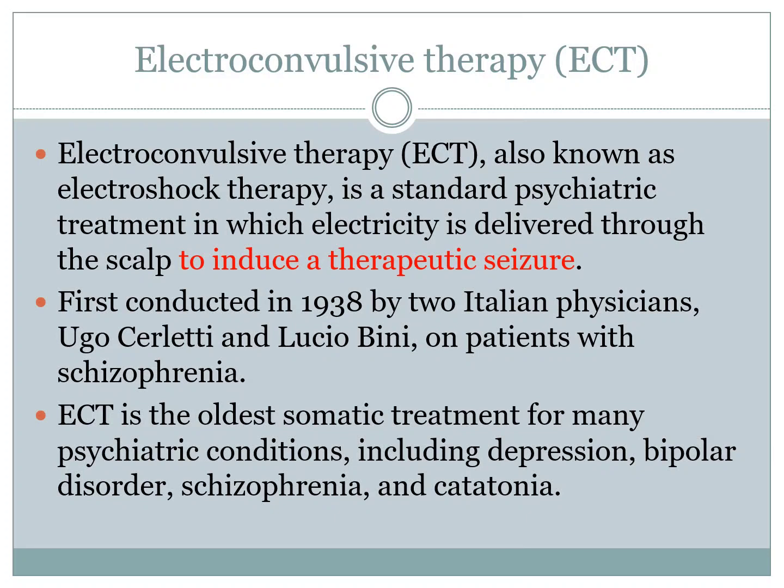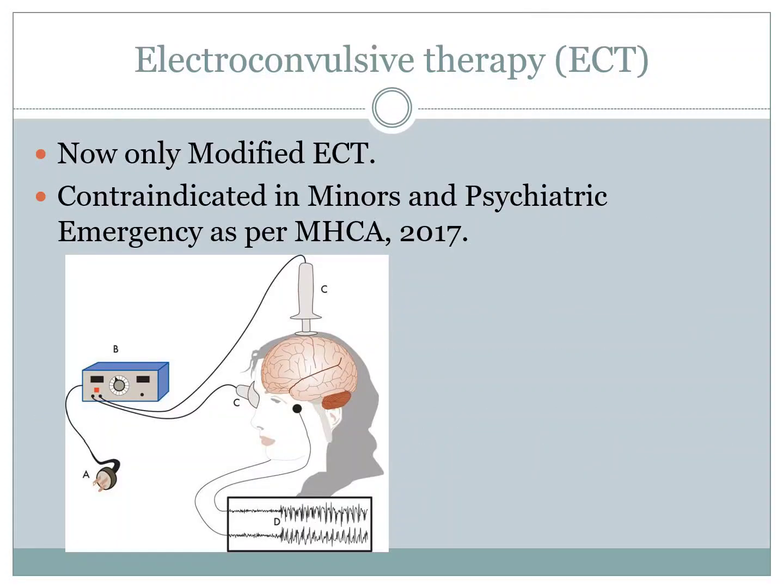In electroconvulsive therapy, a small amount of electricity is passed through the brain, which induces a therapeutic seizure. It has been seen that for depression, bipolar disorder, schizophrenia, and catatonia, this therapy is beneficial for the patient. Nowadays, only modified ECT can be given to the patient. Modified means the ECT must be given under anesthesia, as provided in the Mental Health Care Act 2017.